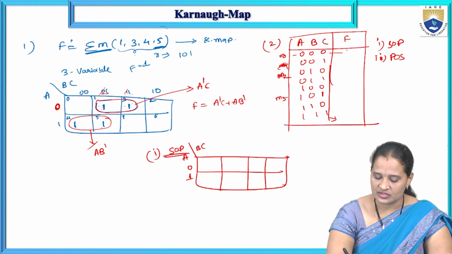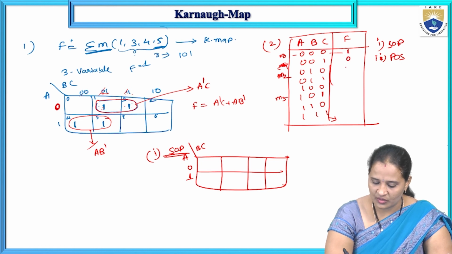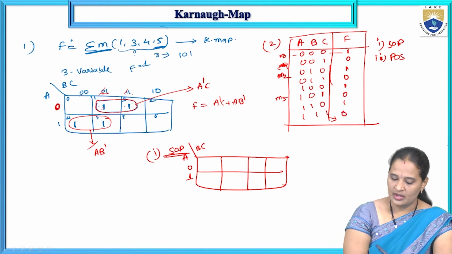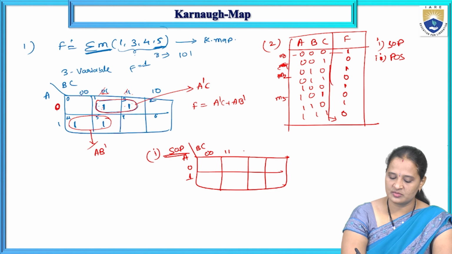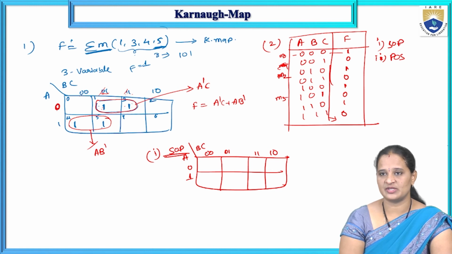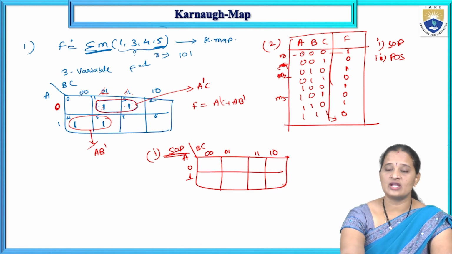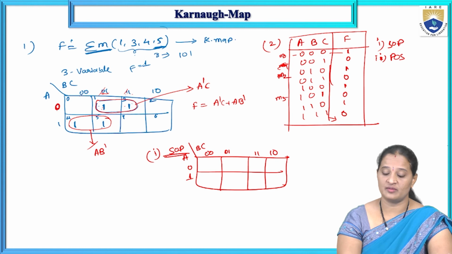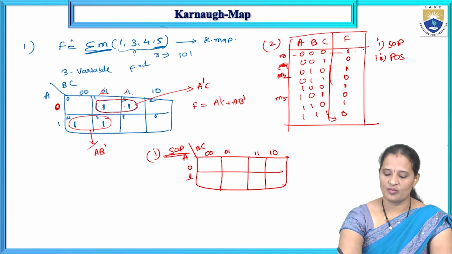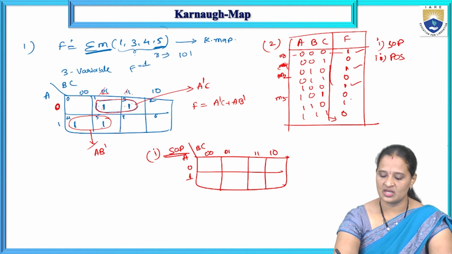Okay. So 0, 1, 0, 1, 0, 1, 0, 1, 0. Now identify the min terms for which the function output is equal to 1, because we are finding the simplified expression of the function in the form of SOP. So consider the combinations for which the function output is 1.